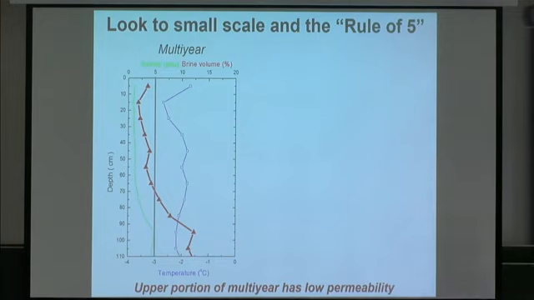And the rule of 5 that Ken gave us, it basically said, once you get 5% brine volume, you can have pretty good communication. You can have pretty good percolation. So if we look at multi-year ice, these are just typical profiles of temperature, salinity, and brine volume. Salinity near the top, it's very fresh. Its temperatures are -1 to -2, and the brine volumes near the surface are all below 5. And it's only lower in the ice that they go above 5. So it makes perfect sense on multi-year ice that we would have melt ponds forming, because it's hard for the meltwater to percolate through the ice.